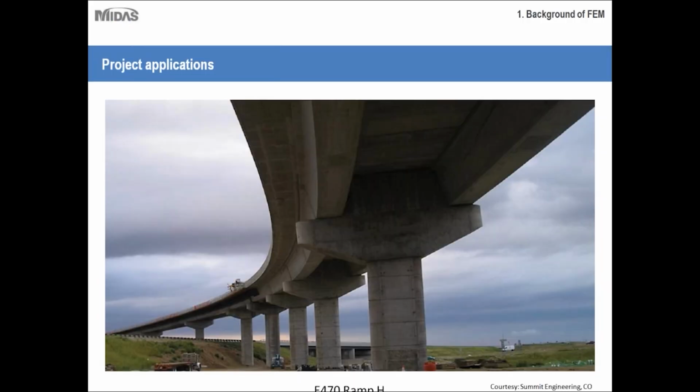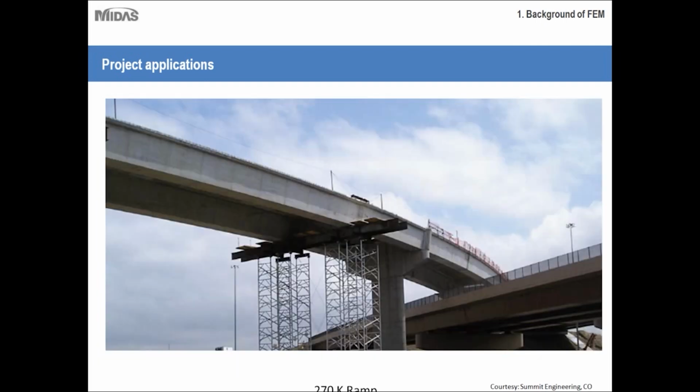Alright, so let's begin with the first chapter, that is the U-beam section. So let's quickly look at some project applications where this type of section has been successfully used. So this is one of the projects. As you can see, it is a curved splice girder bridge. It's a twin system. There are 2 U-beam sections used for this project.